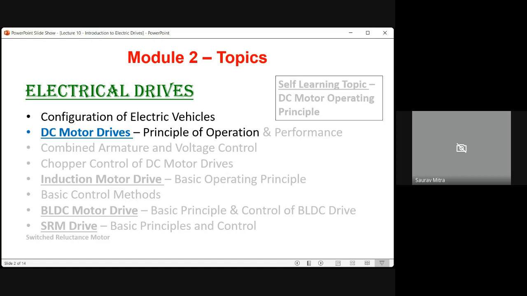So first part was propulsion system. There we have seen SI engine, CI engine. We have seen turbine based propulsion system. This is the second part of module 2, where we are going to see electrical drives.